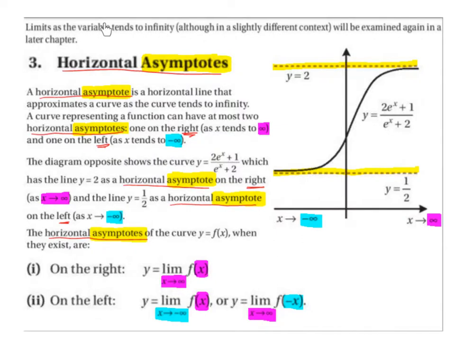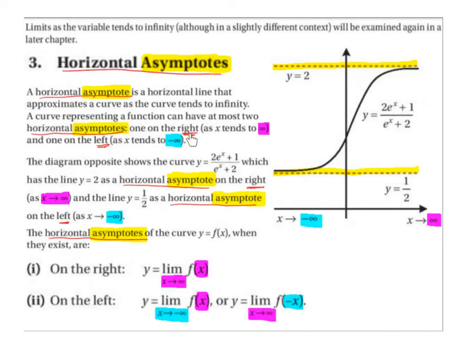Limits as the variable tends to infinity, although in a slightly different context, will be examined again in a later chapter. Horizontal asymptotes. A horizontal asymptote is a horizontal line that approximates a curve as the curve tends to infinity. A curve representing a function can have at most 2 horizontal asymptotes.